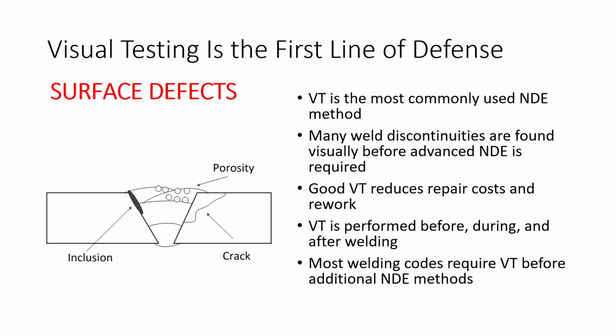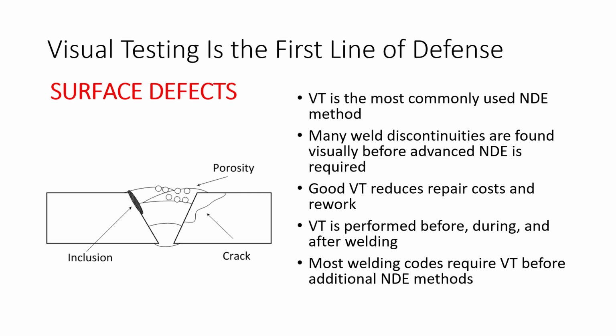So a lot of our weld discontinuities, we find them with visual long before we should ever need to use advanced NDT. We find a crack that's open to the surface, or we find porosity that's open to the surface. We don't need another method to tell us that's there. And when we do this, the VT, it's going to help us reduce repair costs because we don't need to chase it with another non-destructive test method.